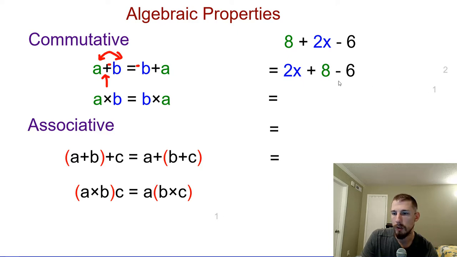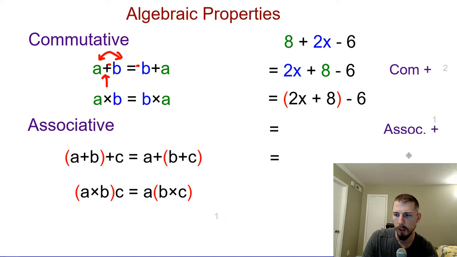It's understood that when we have addition and subtraction, we would just go from left to right. So in this case, we would do the 2x plus 8 first, then we would subtract the 6 when we're done. So what we want to do is reassociate that. The first thing that we said was the commutative property of addition.